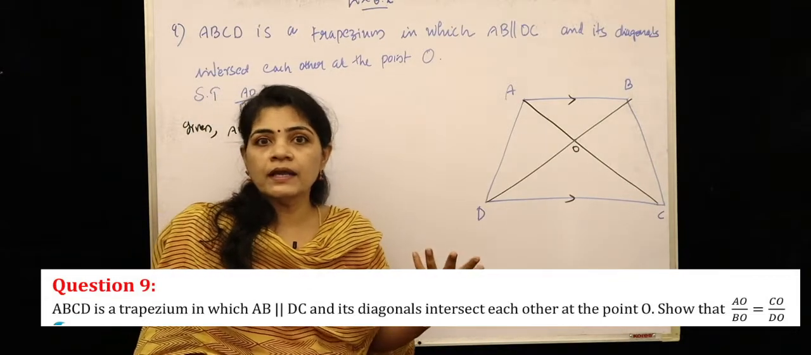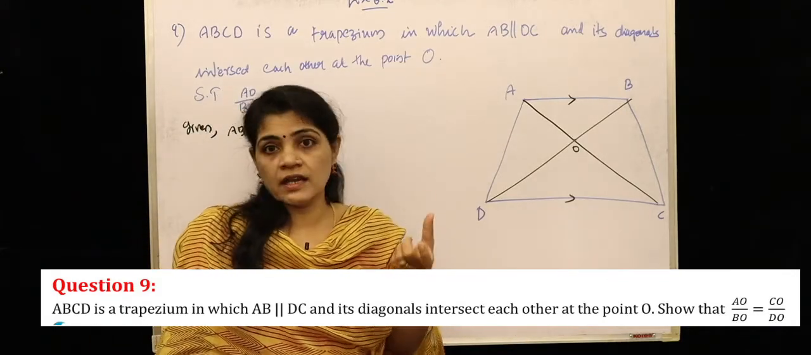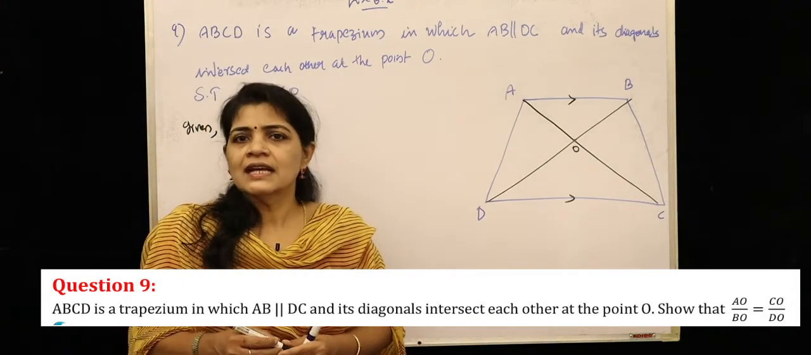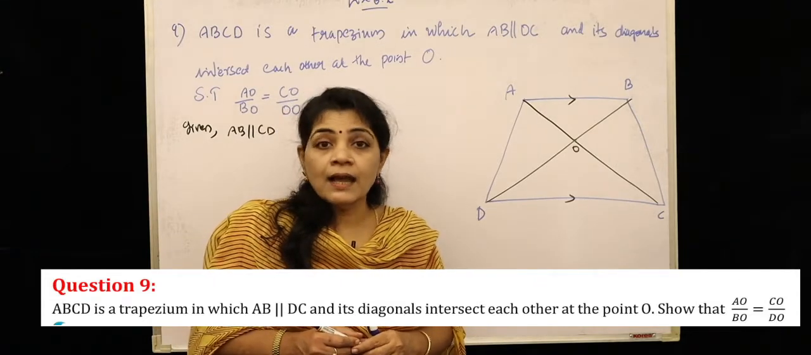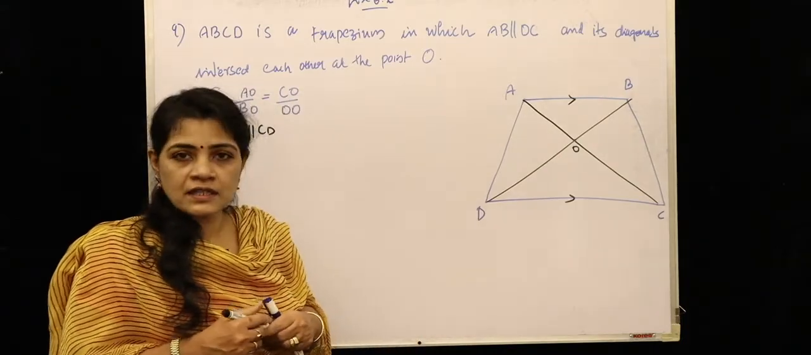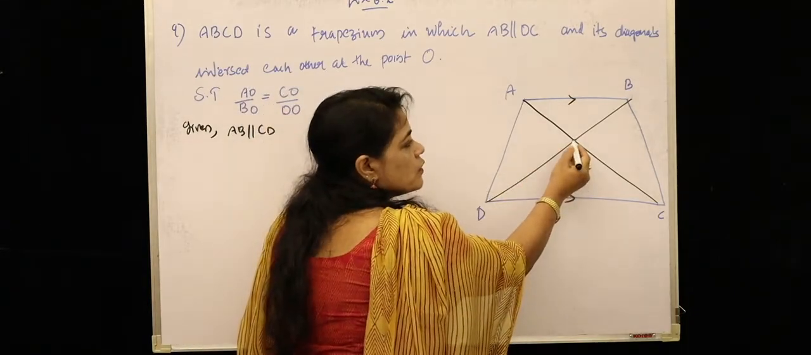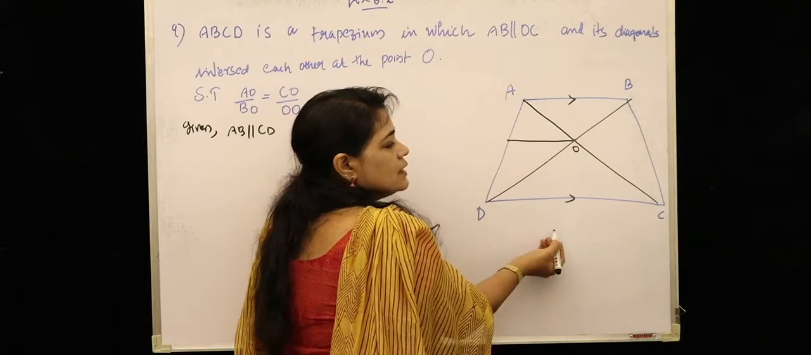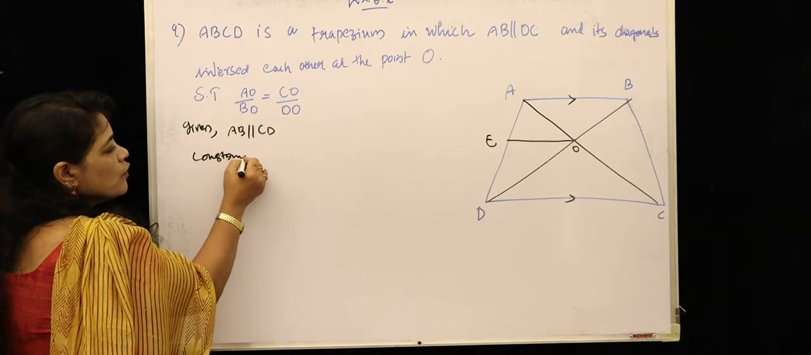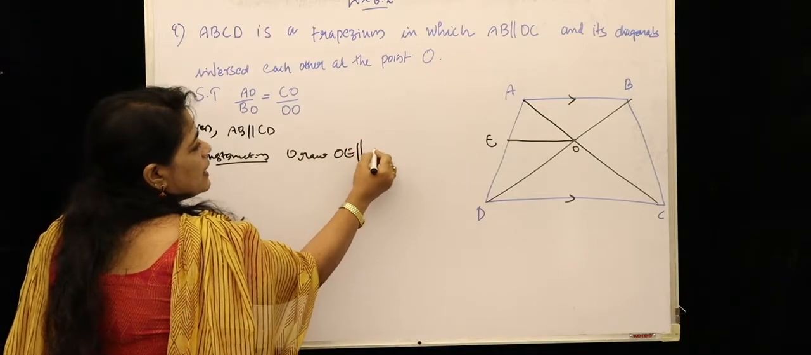See children, we apply the basic proportionality theorem for triangles, so we have to consider one triangle. For solving this problem, we need a very important construction. That is, we have to draw a line parallel to CD through O, the point of intersection of the diagonals AC and DB. From this point we draw a line parallel to CD, let it be OE. Without this construction we cannot prove the required result. So the construction is: draw OE parallel to CD.